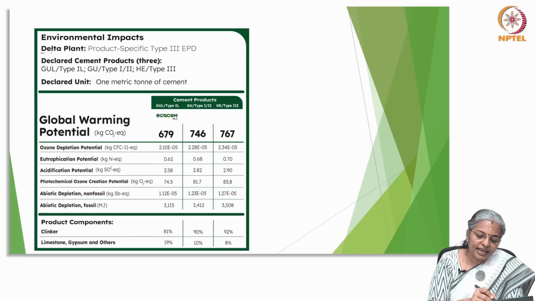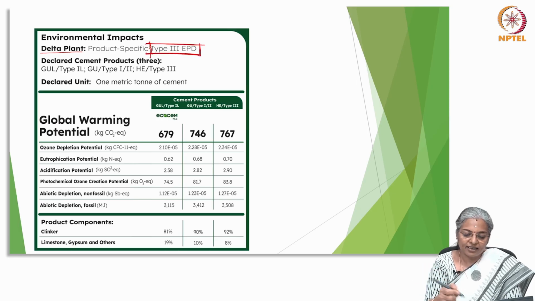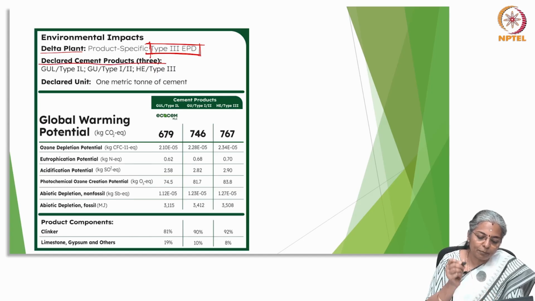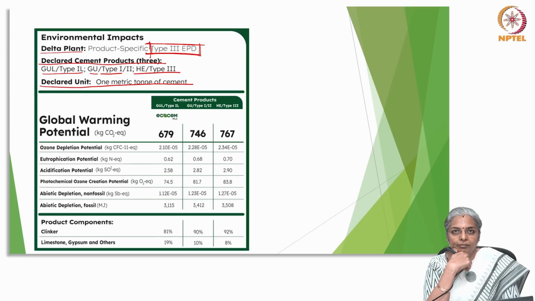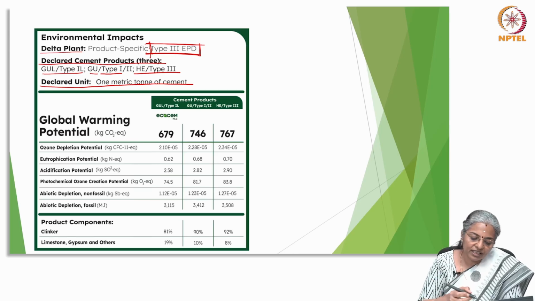So, where is this manufactured? Delta plant, product specific, type 3 EPD. So, it could be type 1, type 2 or type 3. Here we are looking at a type 3 EPD declaration. So, they have declared cement products of 3 types, type 1L, GU type 1/2, HE type 3, and the declared unit is 1 metric ton of cement. Like in food it will be 100 grams or per 100 ml. Each serving is 100 ml. So, here it is 1 metric ton of cement.